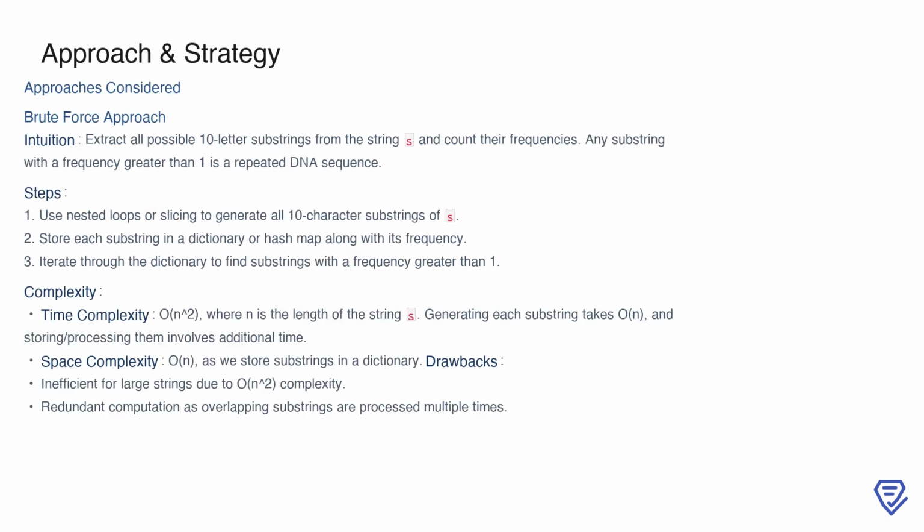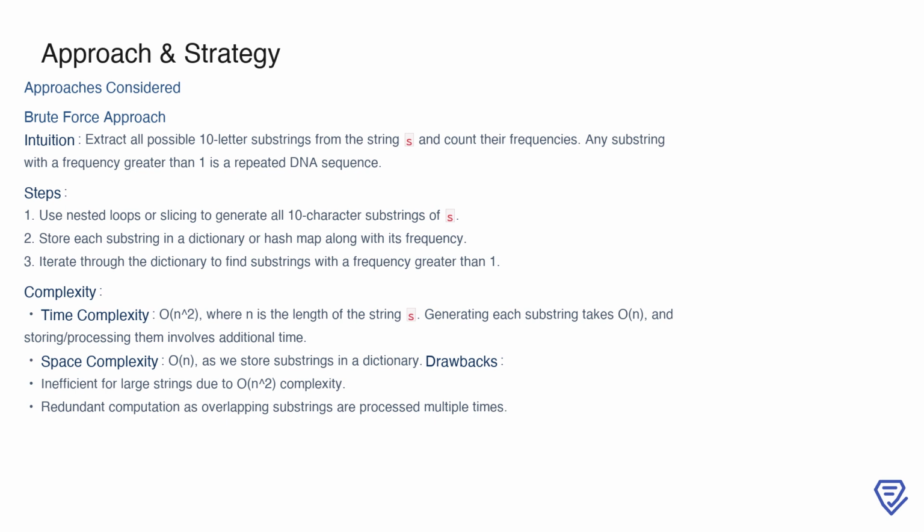To solve the problem of finding repeated DNA sequences, we first consider the brute force approach. The intuition behind this method is straightforward. We generate all possible 10-character substrings from the input string S and count how often each substring appears. To do this, we can use nested loops or slicing to extract each substring one by one. These substrings are then stored in a dictionary or hash map, along with their frequencies. Finally, we simply iterate through the dictionary to identify substrings that occur more than once.